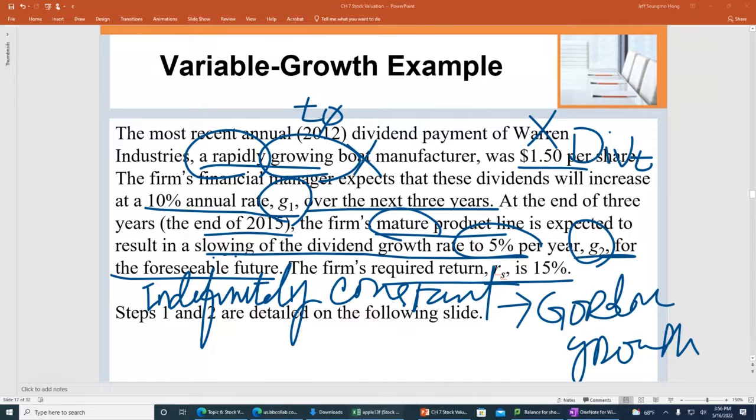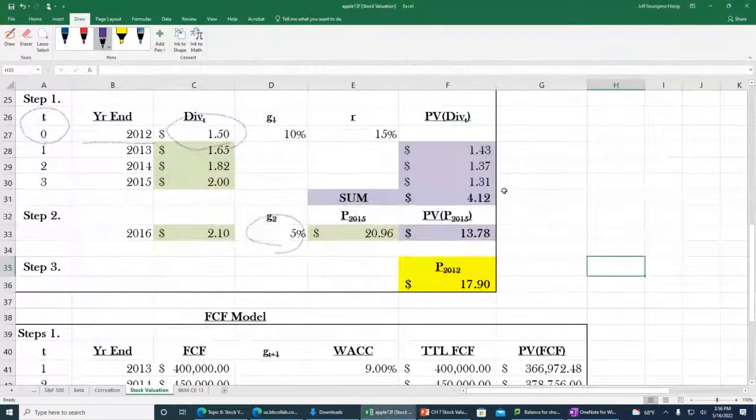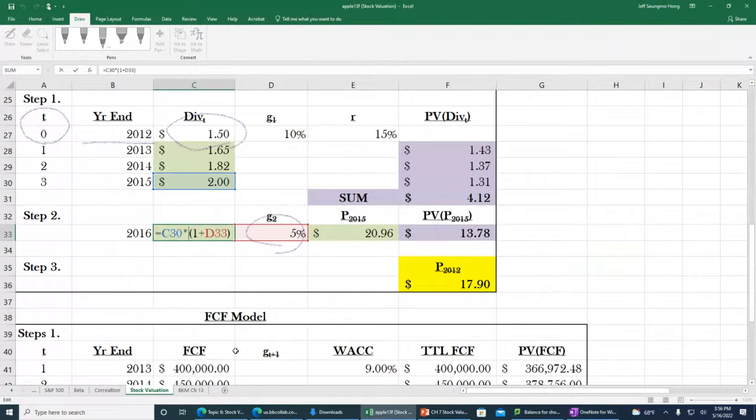And hence, what I need is the dividend at time t plus 1. Of course, using this dividend at time t and this growth rate, I can generate that. I got $2.10. And then using the golden growth model, dividend at time t plus 1 over r minus g. We have r here, we have g here.